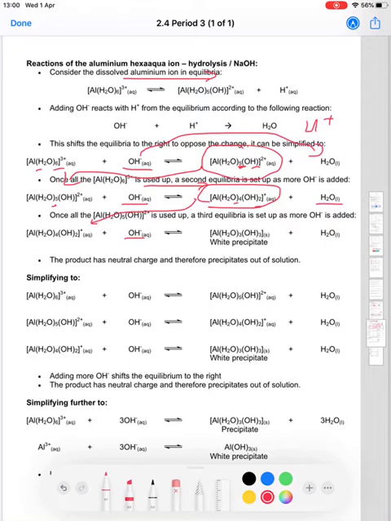So I add hydroxide, it removes another hydrogen from one of the remaining waters. So the number of waters goes down there to 3, and the number of hydroxides, look, goes up there to there. Okay, so I'm going to try and show that in a bit more detail on something else.